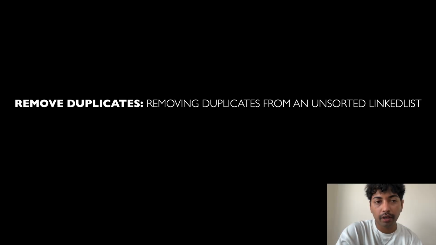Our next problem is about removing duplicates from an unsorted linked list. So here, given a linked list, you need to write a function to remove any duplicate nodes. After removing duplicates, the list should contain all unique elements. Here, we'll discuss two solutions. One using extra space and another without any additional space.